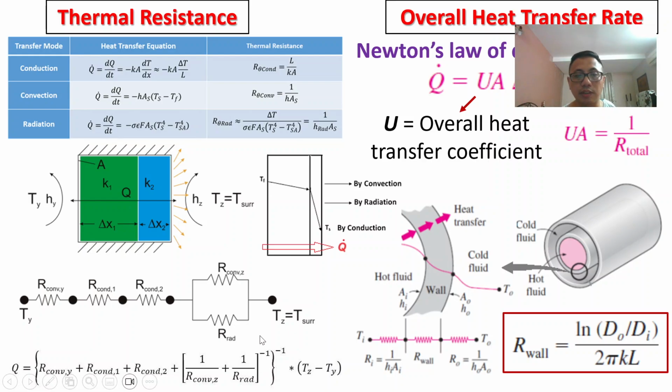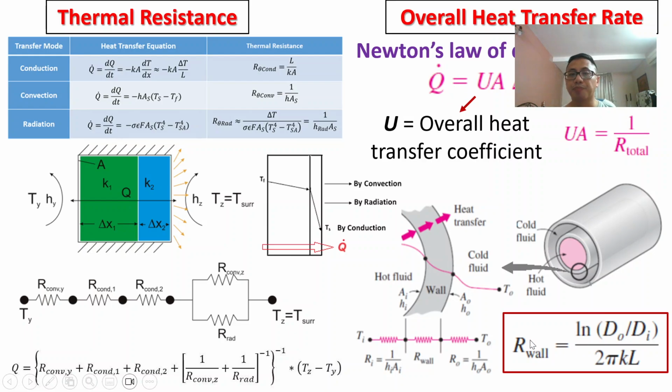Once we find the total thermal resistance, we can calculate the overall heat transfer coefficient. On the right hand side here, we are talking about the overall heat transfer coefficient and overall heat transfer rate. We have to find the overall heat transfer coefficient, for which we need R total, the total resistance from the thermal resistance circuit. Once we have UA here, we substitute it in and multiply with the delta T, and we will get our total Q.